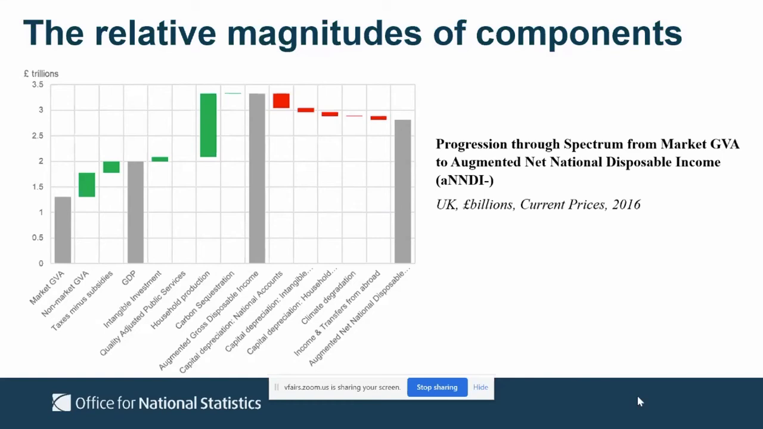Then you continue to move to the right, you have the red bars which show the various types of capital depreciation, and we can see that from the data we have, productive capital within the national accounts still covers the vast majority of depreciation that we see. We see some very small numbers for climate degradation. I'm going to come back to that in a minute. And we see our old friends income and transfers from abroad, which means that we end up with an NNDI minus number of somewhere around 2.7 trillion pounds. And again, you can see the significance of the difference there from that 3.3 trillion that we had in GDI.